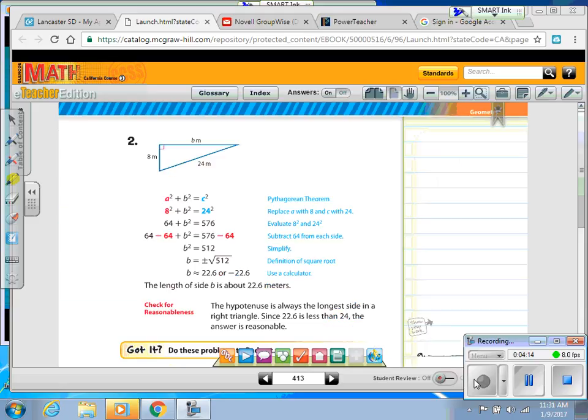So in this next example, example 2, they are giving you the hypotenuse and one of the sides. And they want to know what the other side is. So we're going to subtract 64 from both sides here. We're going to end up with 512. And then the square root of 512 is approximately 22.6. I prefer keeping the radicals. So if we do that, we've got radical 512.